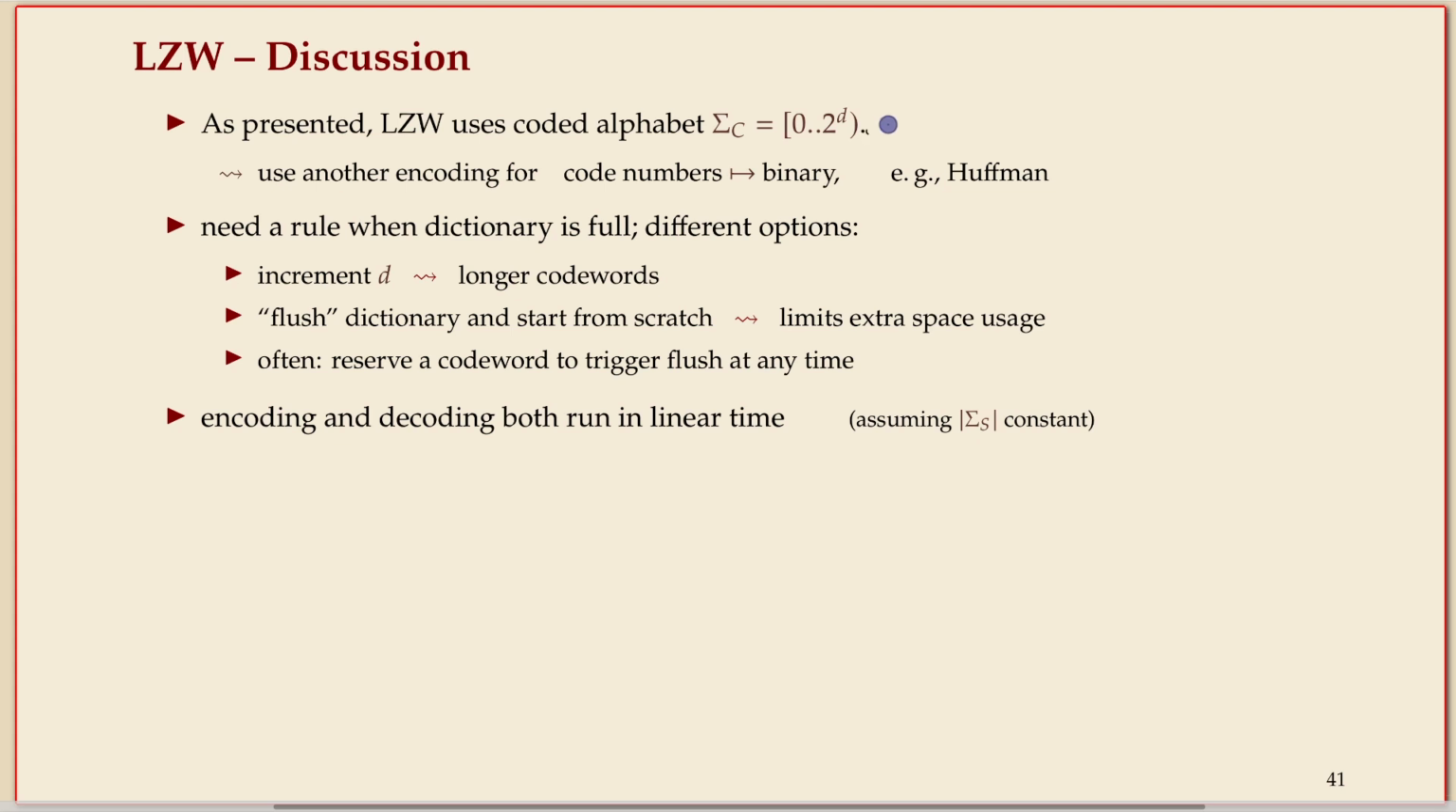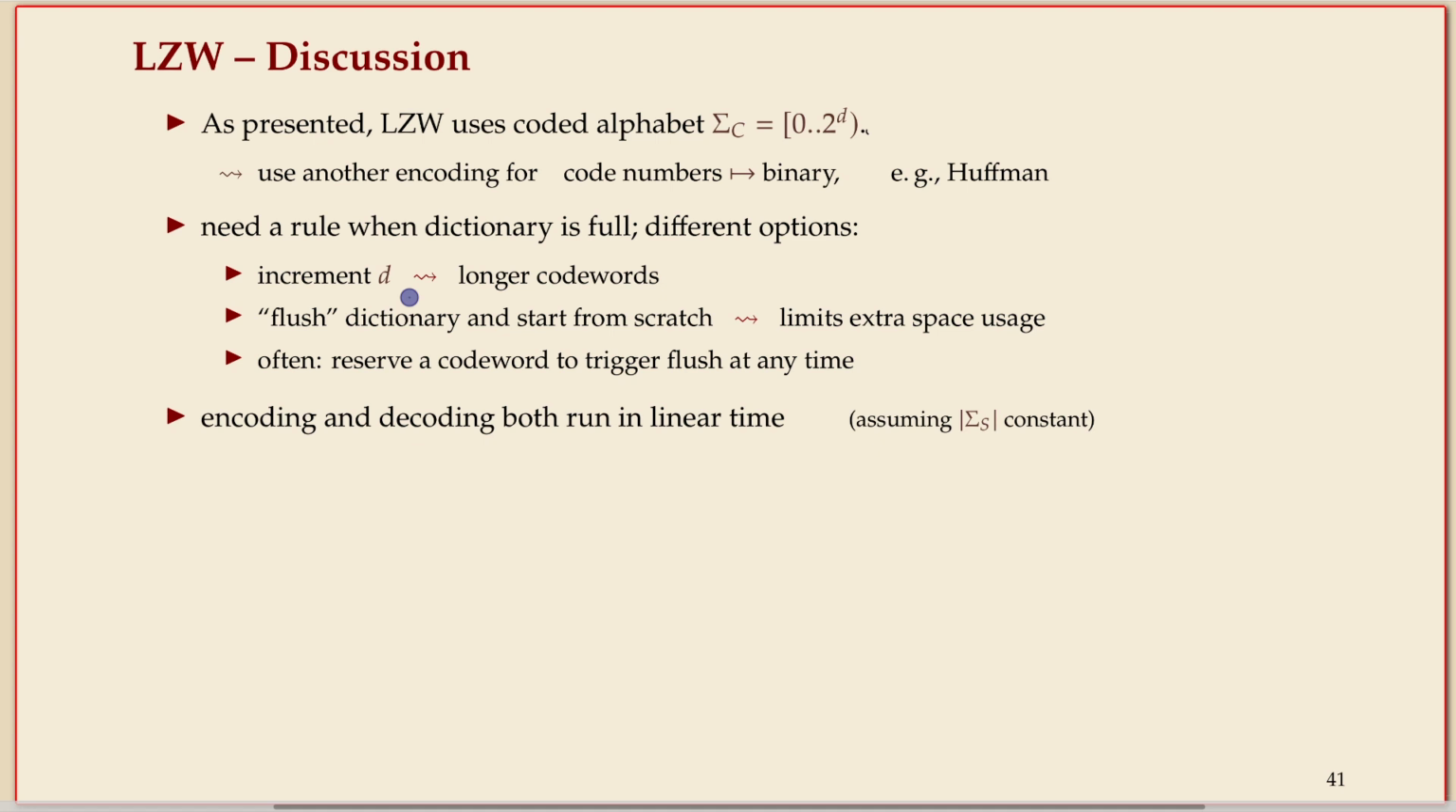I promised that we use this fixed size alphabet, say 12 bits, which means the dictionary is a finite size. If I keep encoding things, I will eventually fill up the entire dictionary. I always add one more phrase. So at some point, I have to deal with the situation that the dictionary is full. And there's different options for what you can do. Each can make sense, depending on what you want to achieve and what the input looks like.